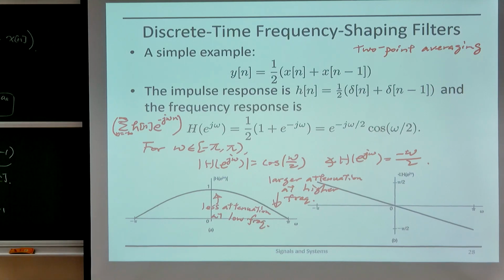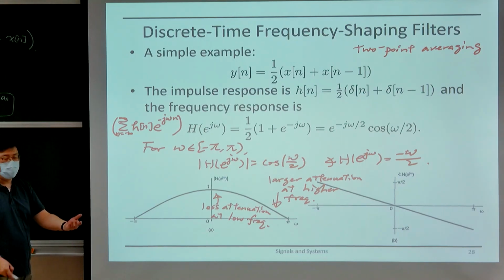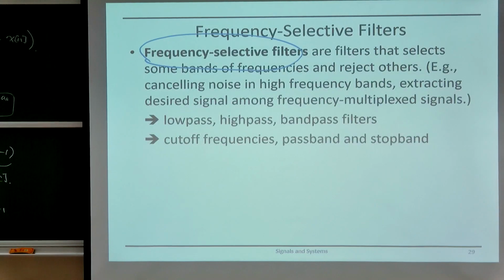Now, these are examples of frequency shaping filters. Another class of filters that you often encounter is the class of frequency selective filters. So instead of just trying to shape your spectrum, now we want to be selective in terms of the frequency components that we let through the system. Frequency selective filters are filters that let through some bands of frequencies and reject other bands of frequencies.